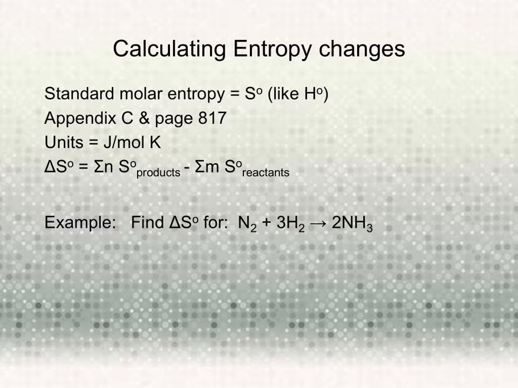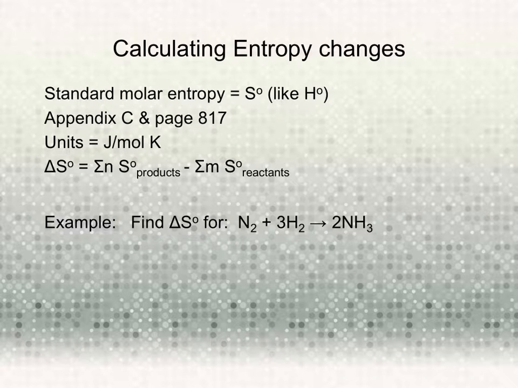Be cautious. You will need to be aware if they're giving you values in kilojoules or joules. You may have to convert it. Just like enthalpy, you're going to find the change in entropy by taking the sum of the products minus the sum of the reactants. So we have an example here.